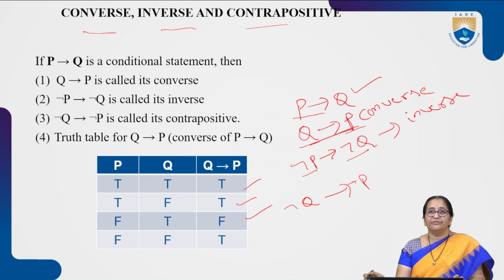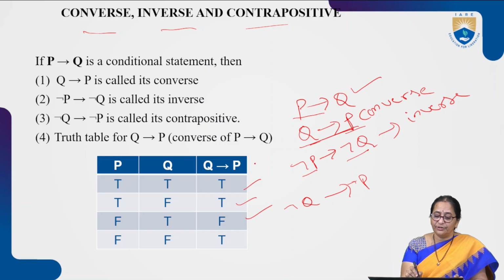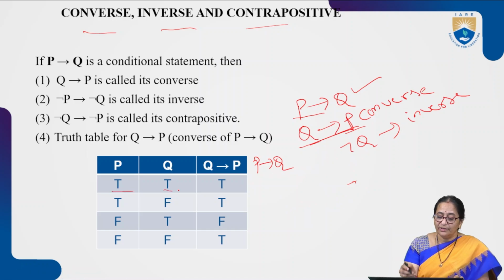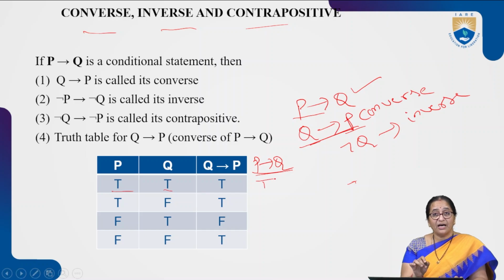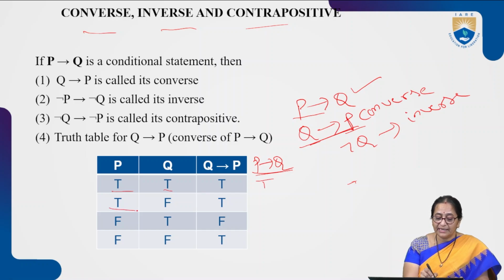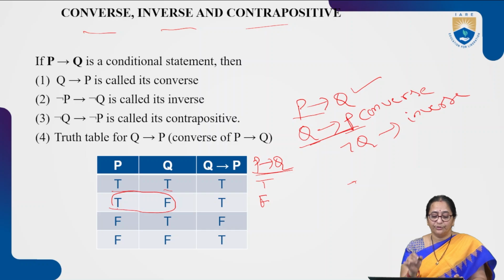Yes, the truth table for Q to P is the converse of P to Q. In our regular problem, we know the values of P to Q. Here we have P and Q. In P to Q, the value is true except in only one condition, when the values are T and F. In this case we have the false condition for P to Q. The first row is T and T, which is also T for P to Q.